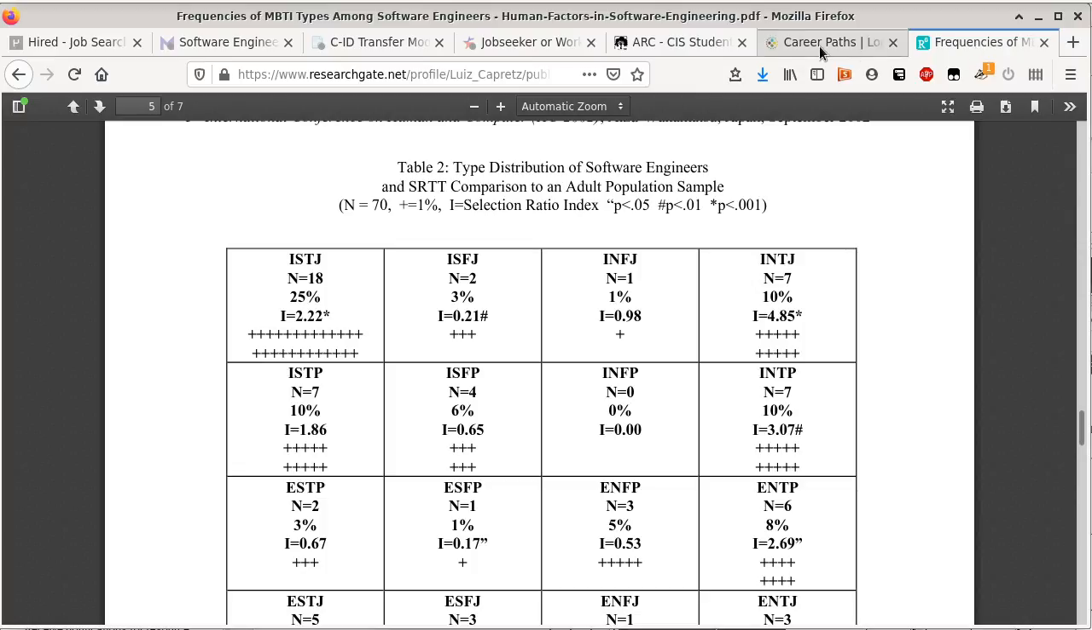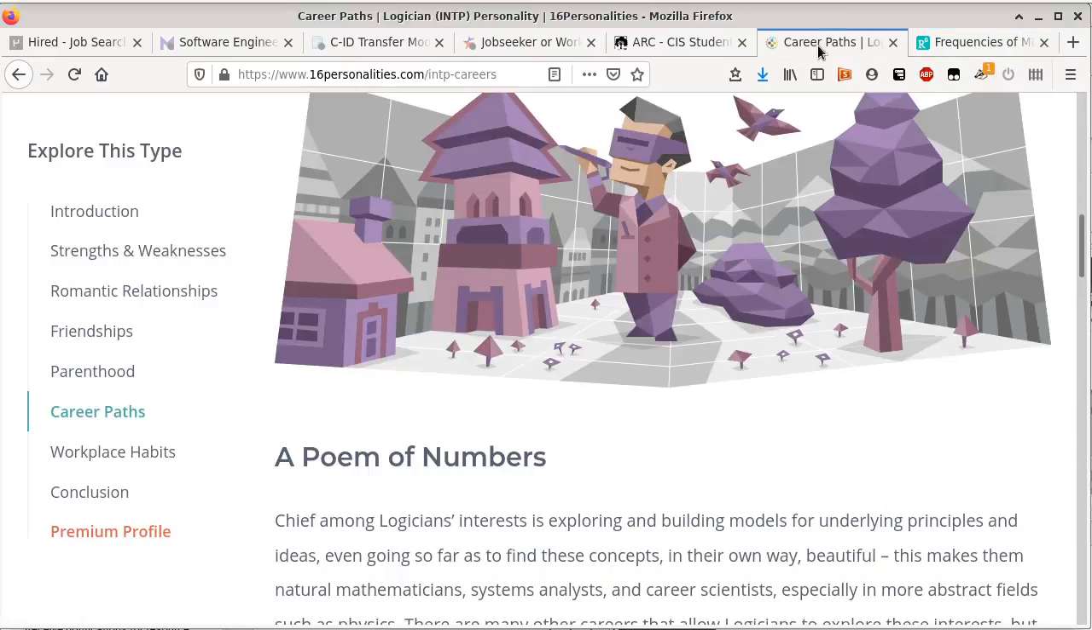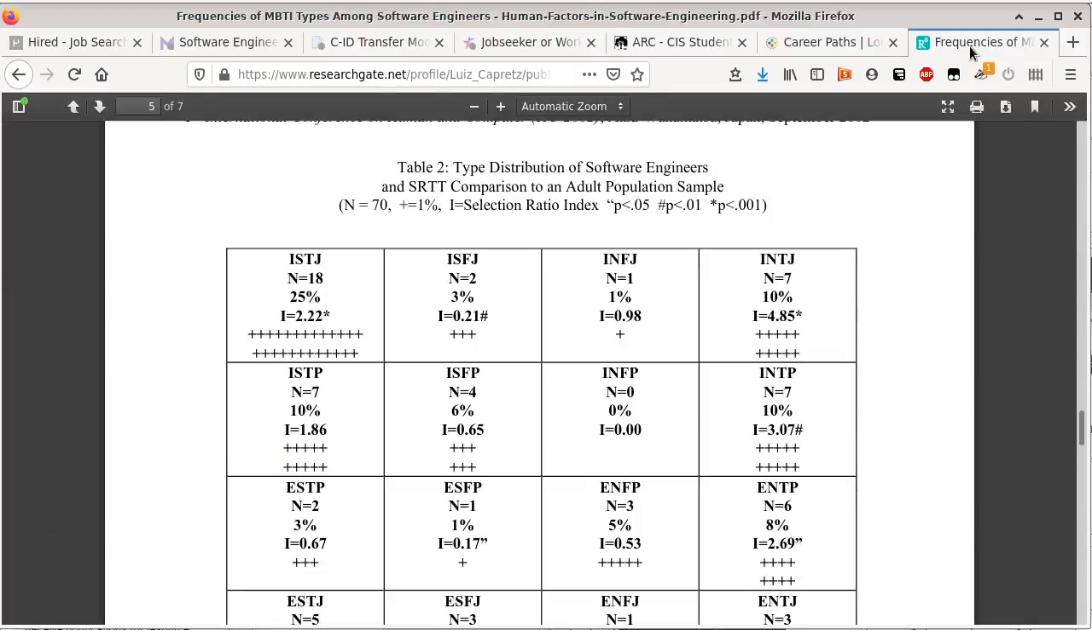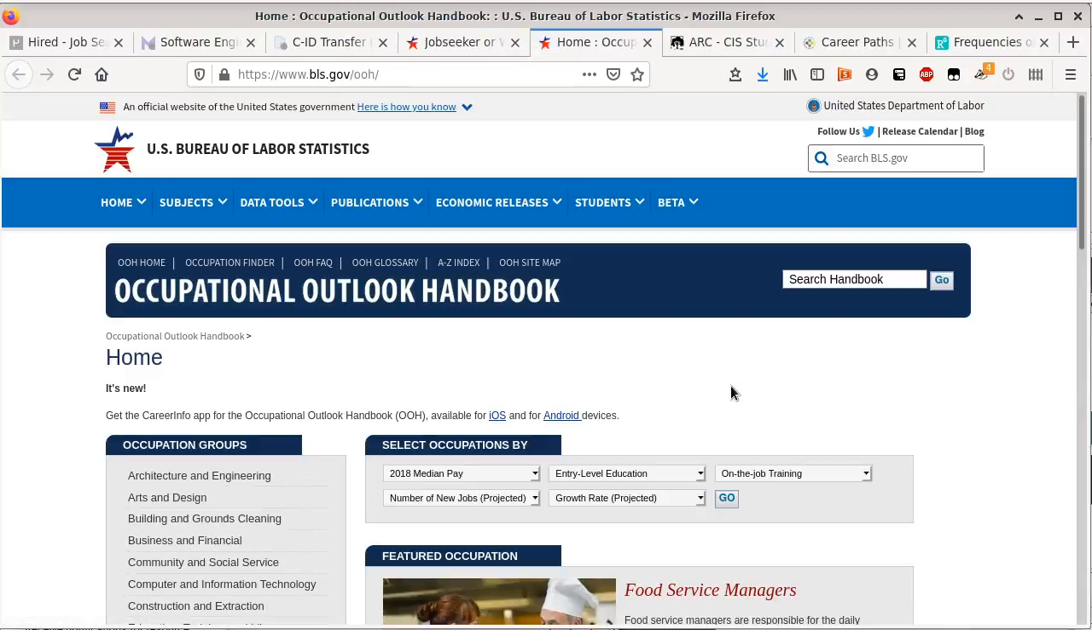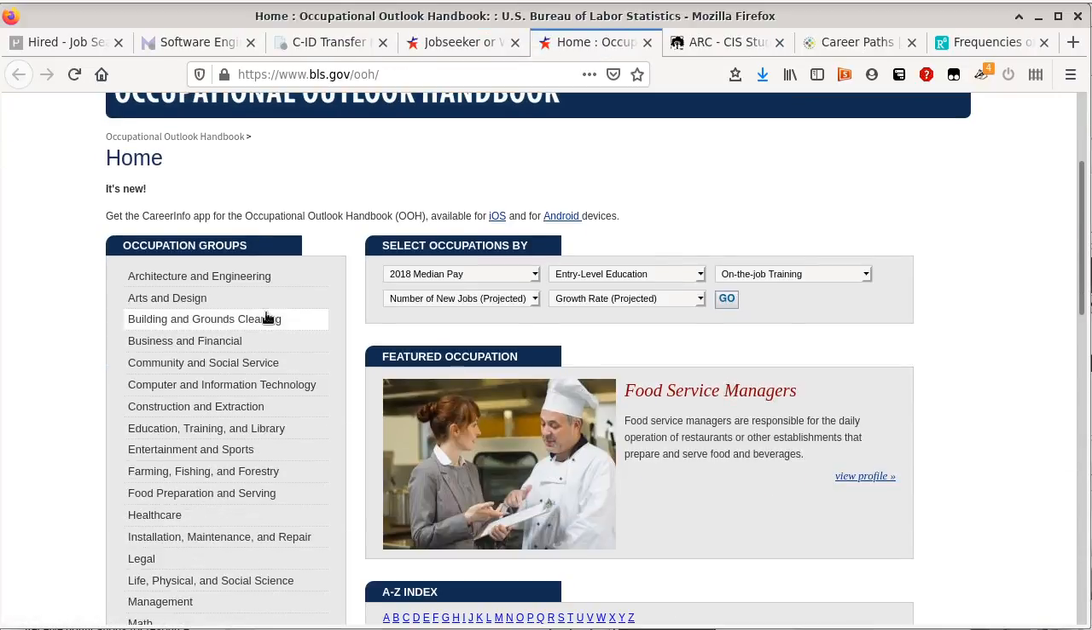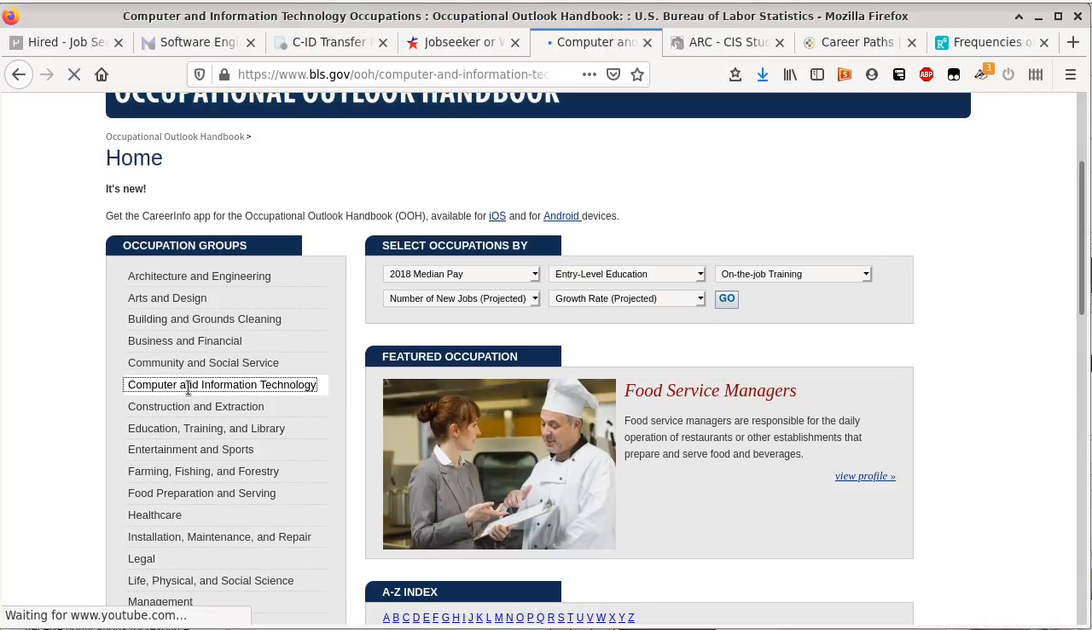So now that we got the nature of people, and also how well that nature lends itself to software engineering, then we can move on to other stuff. When you go to the Bureau of Labor Statistics, they publish a lot of information, such as the Occupational Outlook Handbook. This handbook will give you a lot of information across multiple occupational groups. We are interested in computer and information technology, so we go here.